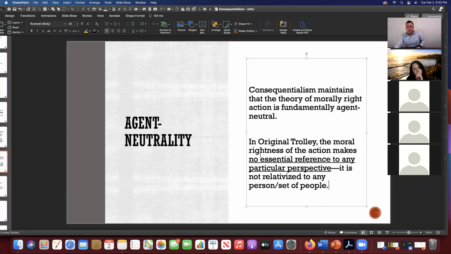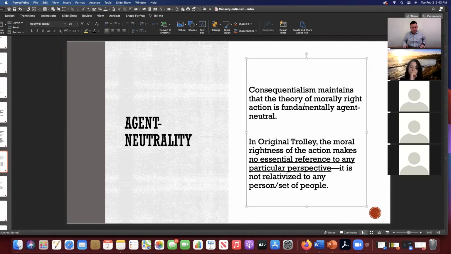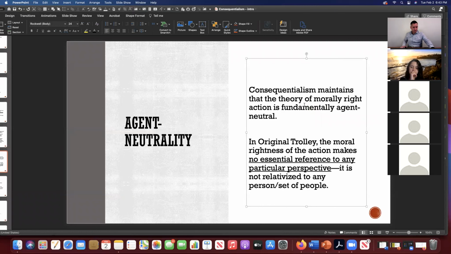So in the original trolley case, the moral rightness of the action makes no essential reference to any particular perspective. Okay, we already went through this. So I think we understand now what it means, as I flagged a few moments ago, to say that the theory is fundamentally agent neutral when it comes to thinking about right action. Insofar as agent relativity is built into the theory, it has to derive from the agent neutral.